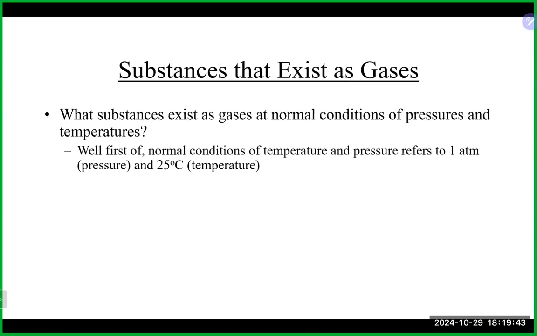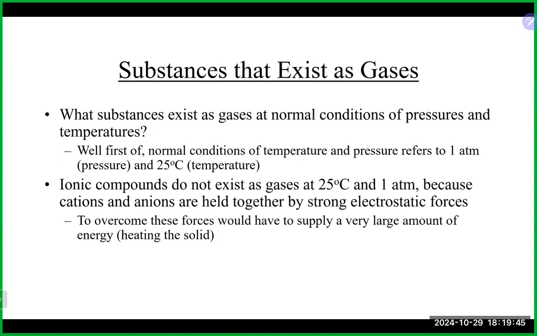Now, when we talk about gases, let's first talk about substances that exist as gases under normal conditions. And when we talk about normal conditions, we are talking about everyday conditions, and that usually refers to a pressure of 1 atm, which is an atmosphere. So that is a unit of pressure. And usually the temperature that we think about as normal everyday temperature is 25 degrees Celsius.